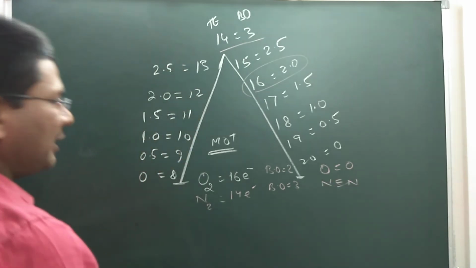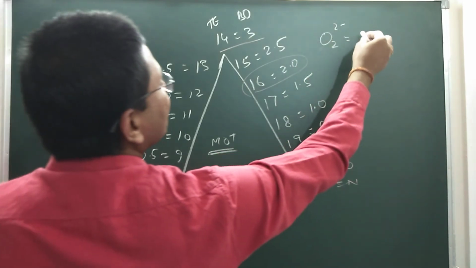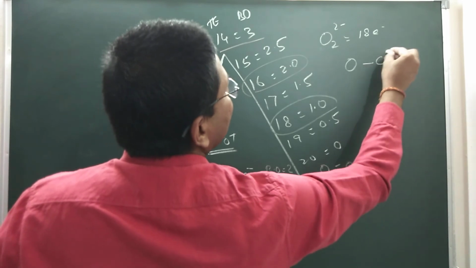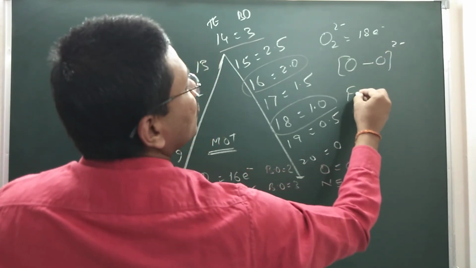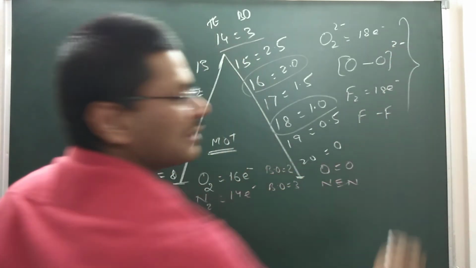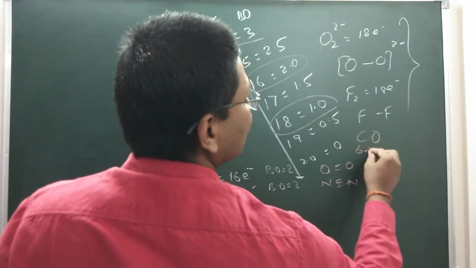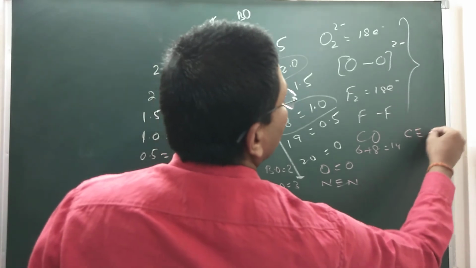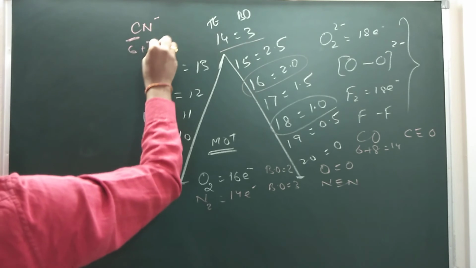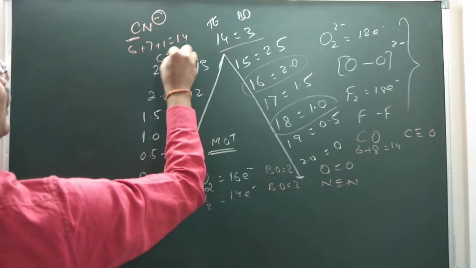Suppose you are given some ionic species like O2 2 minus. O2 has 16 and 2 minus makes it 18 electrons. See in the table, 18 electrons is 1. So the peroxide species has a single bond. Similarly, F2 has 18 electrons, so it also has a single bond. So isoelectronic species have equal bond order. CO is 6 plus 8, 14, so it also has a triple bond. Keep this in mind. CN minus is 6 plus 7 plus 1. For every negative charge you have to add 1 electron, so it makes it 14 electrons. That also has a triple bond.